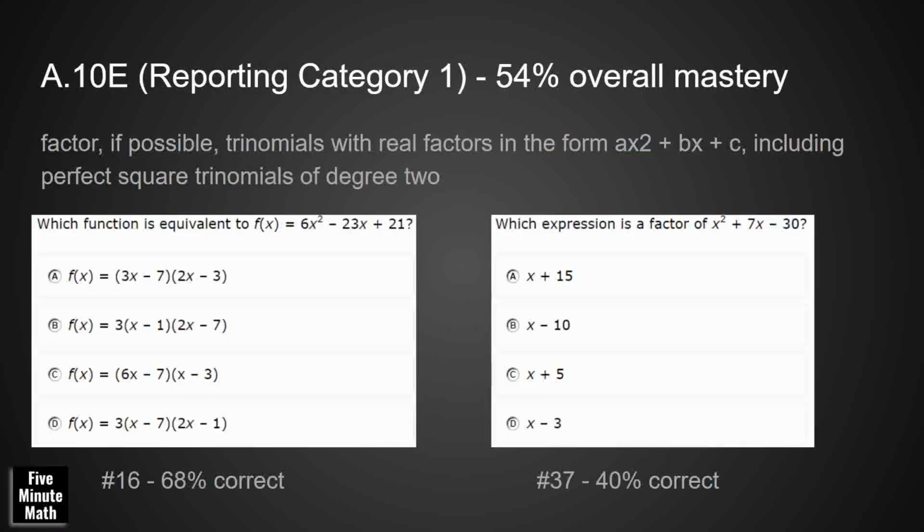So for 8.10e, we're up to 54% overall mastery. And we need to factor trinomials. There's a lot of different ways we can do this. So I'm going to choose one particular method, and you might choose a different method, and that's fine. Students need to have access to all of them, obviously, and find the one that's most useful for them.